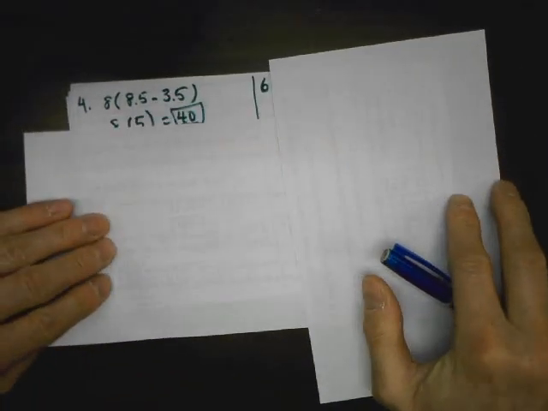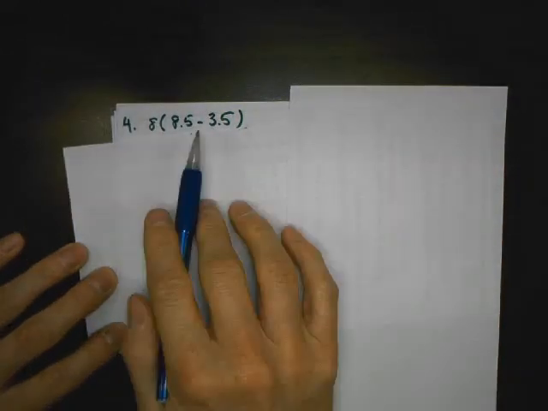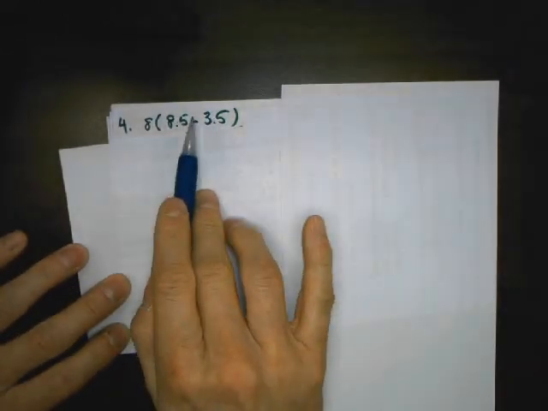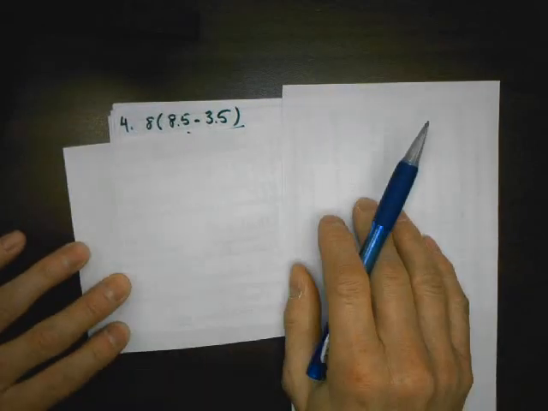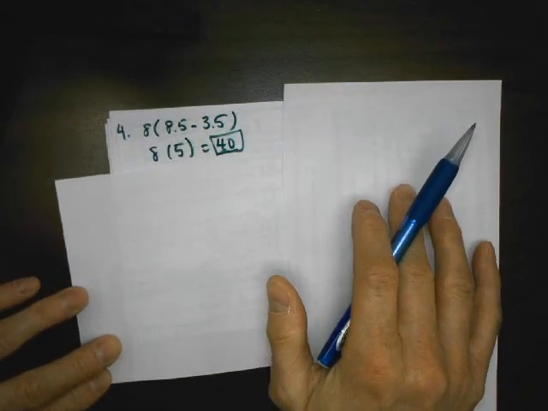Okay, so we're looking at problem number 4. In problem number 4, it says find the value of 8 times the quantity 8.5 minus 3.5. Well, I could distribute here, but since these are like terms, they're both constants, right? Numbers with no letters, I'm just going to subtract them. 8.5 minus 3.5 is 5. 8 times 5 is 40.